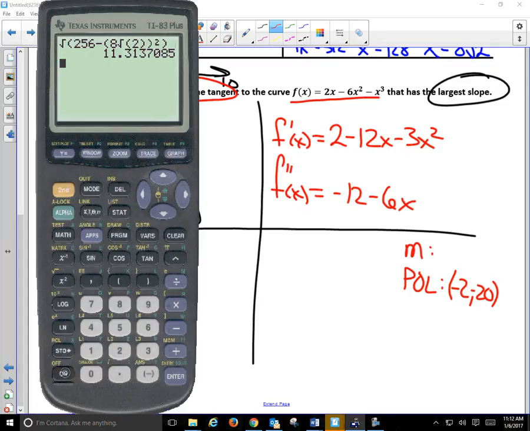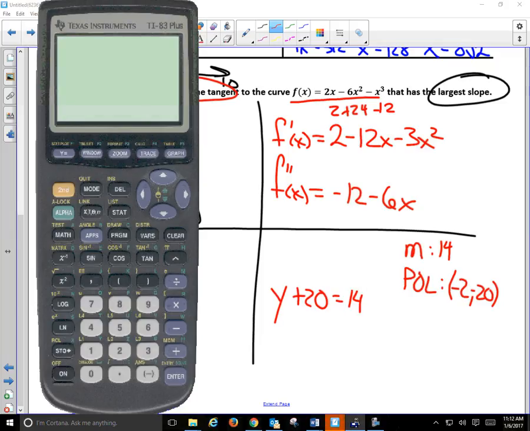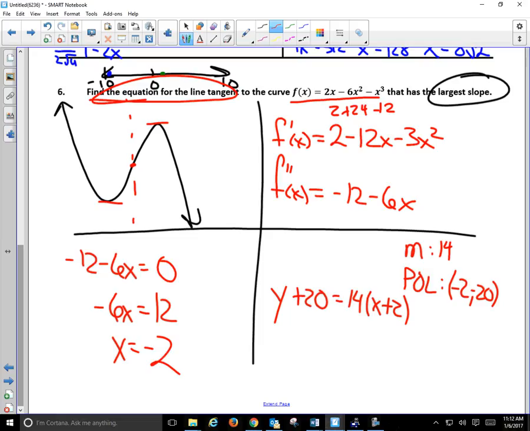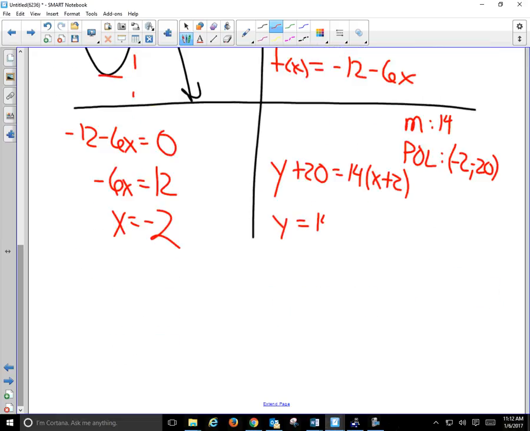So as we plug in -2, we have 2 plus 24, 3 times 4, we got 12, so -12. So we got 26 minus 12, 14. 14 is our slope. So my equation for the line, y plus 20 equals 14 times x plus 2. Let's write it into slope-intercept form. Y equals 14x plus 8.